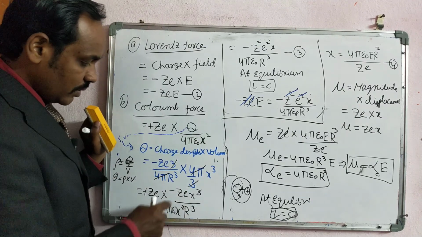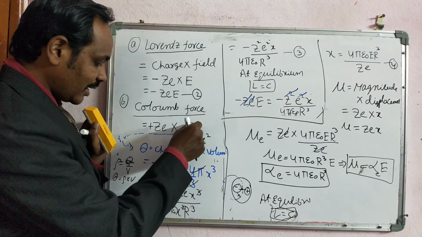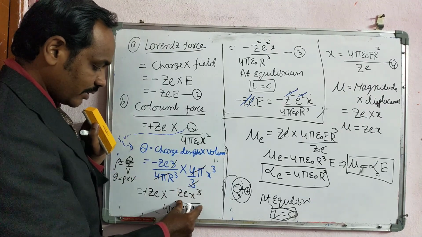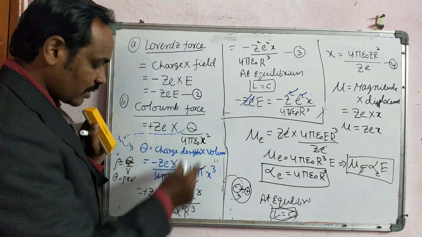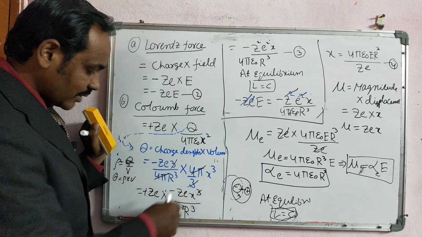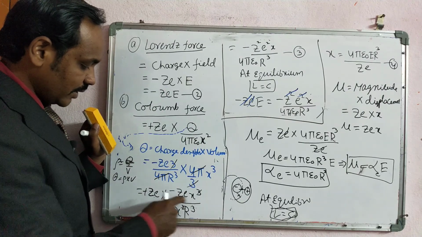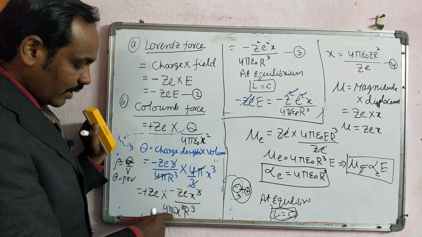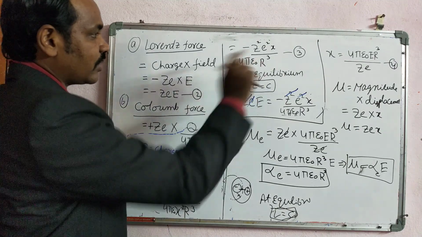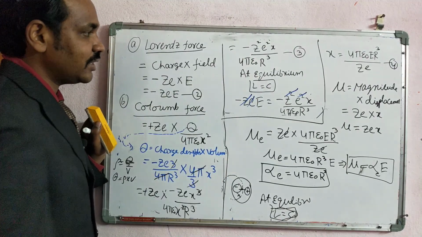Carefully check what result I am getting. I have substituted this value directly here. Then downside you have 4 pi epsilon naught x square, then x square cancels out. The remaining you are getting Z into Z square, e into e square, plus into minus, and here 4 pi epsilon naught r cube. That is equation number 3.